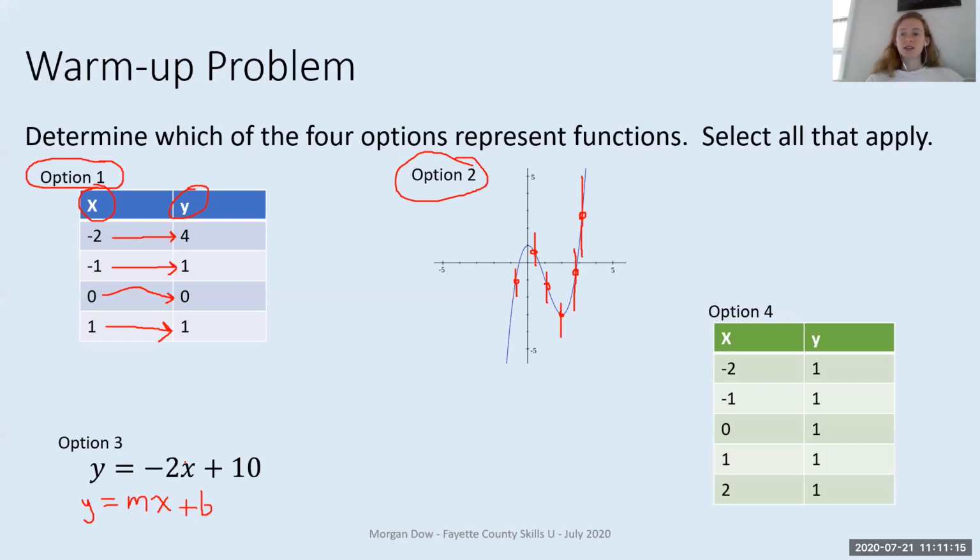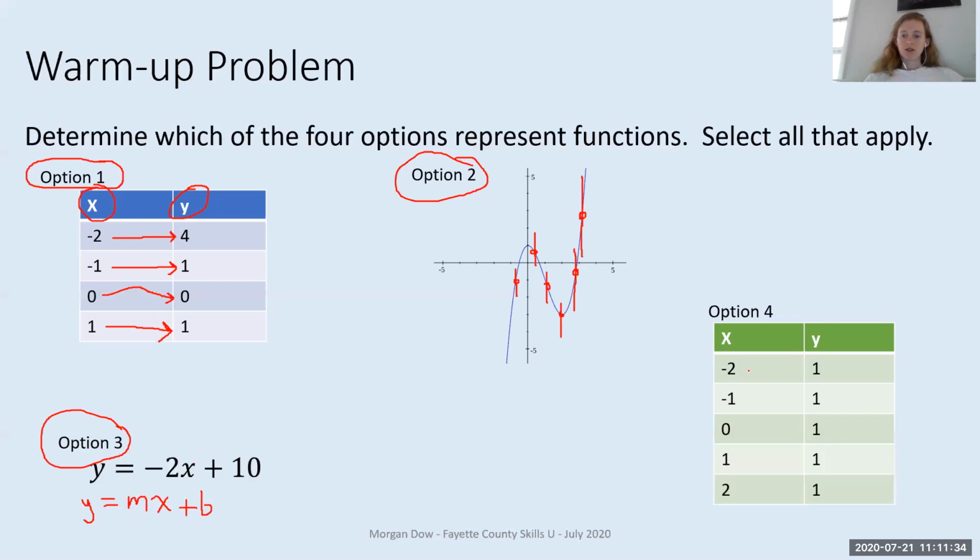So option 3 is in fact showing us a linear function. And if it's a linear function, that means it's definitely a function. If we were to make a graph of this, it would be a nice straight line going at a bit of a diagonal. So option 3 is a function.